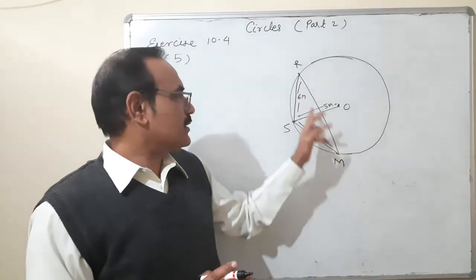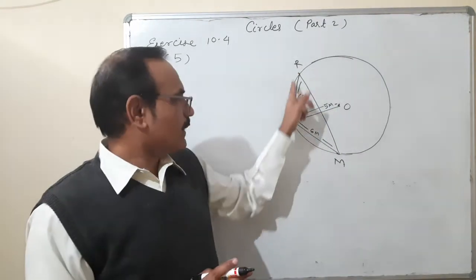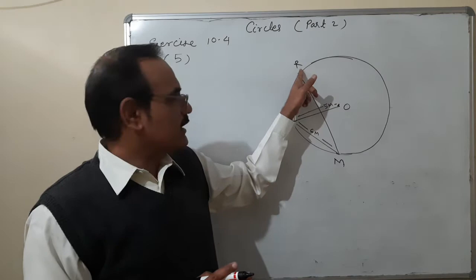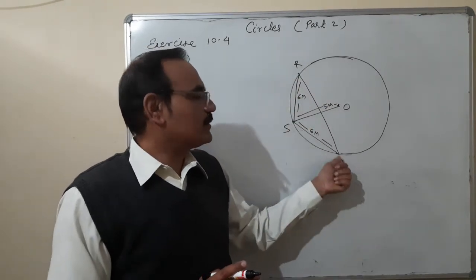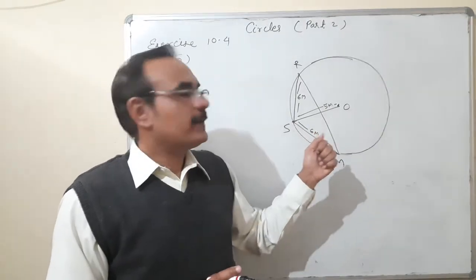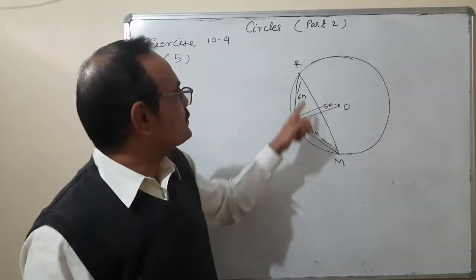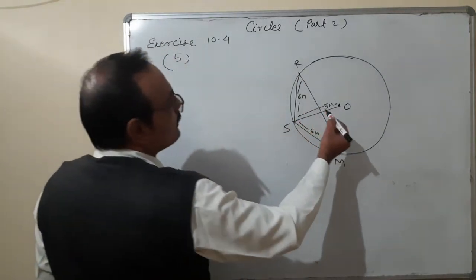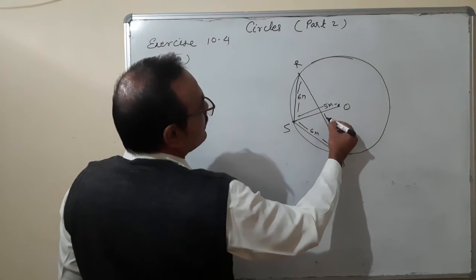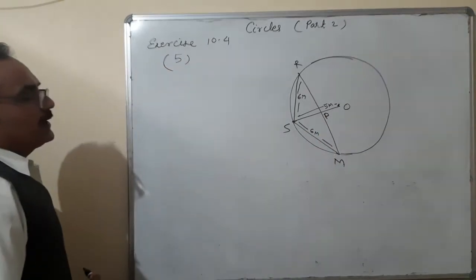Girls are sitting in such a way that the direct straight distance from R to S, Resma to Salma, is equal to 6 meter and Salma to Mandeep is equal to 6 meter. The radius of the circular park is 5 meter, and we are going to find the distance between Resma to Mandeep. So this point, suppose it is P, where they are intersecting.